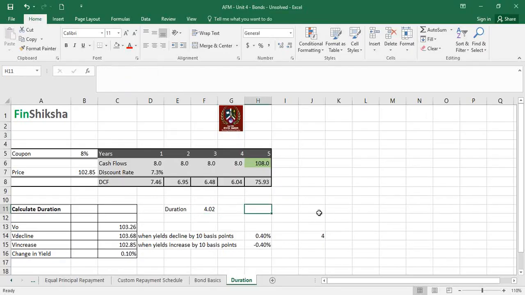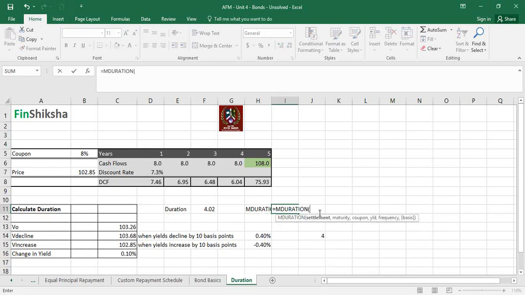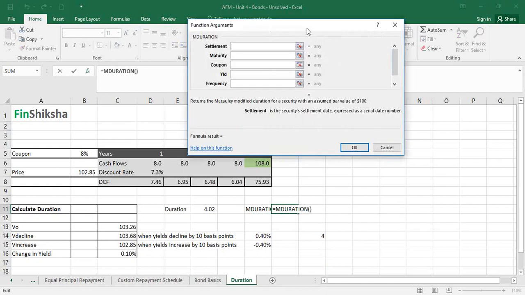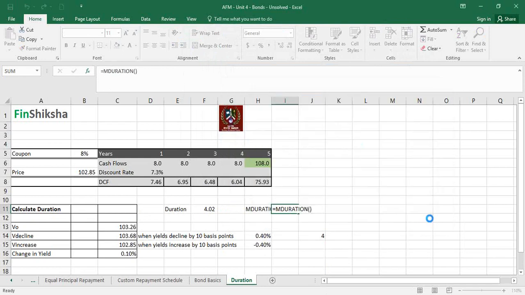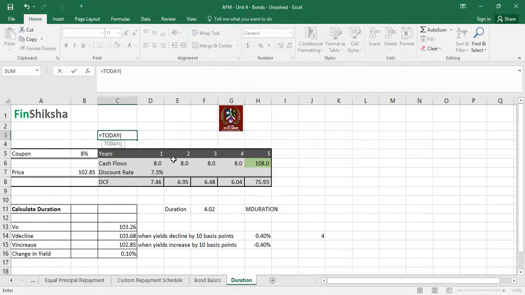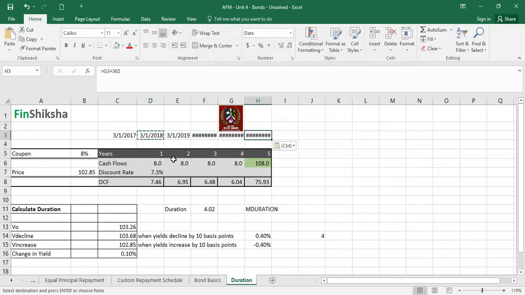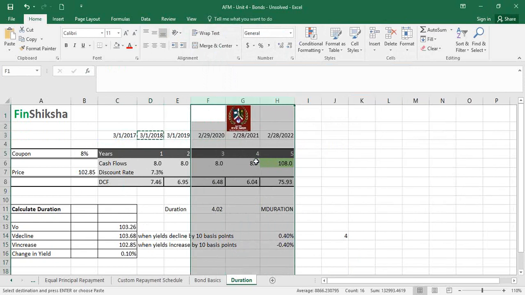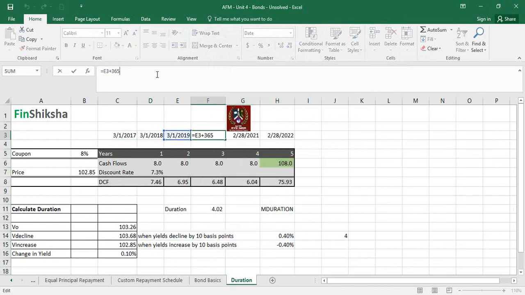For that, we go to our Excel file and write MDURATION here and open the arguments for the function. We'll need a settlement date and a maturity date. Before we go there, we're going to put in a few dates. Let's assume that today is the date here, and then for every date you add 365 to each of the years until you reach the final date. Because this is a leap year, you add 366 there and the rest works fine.